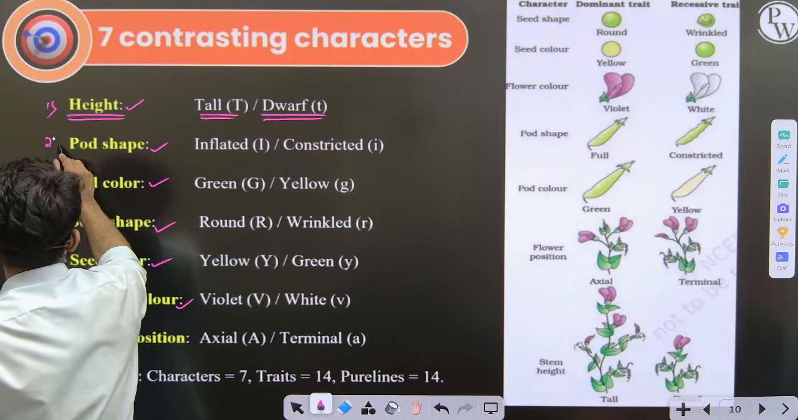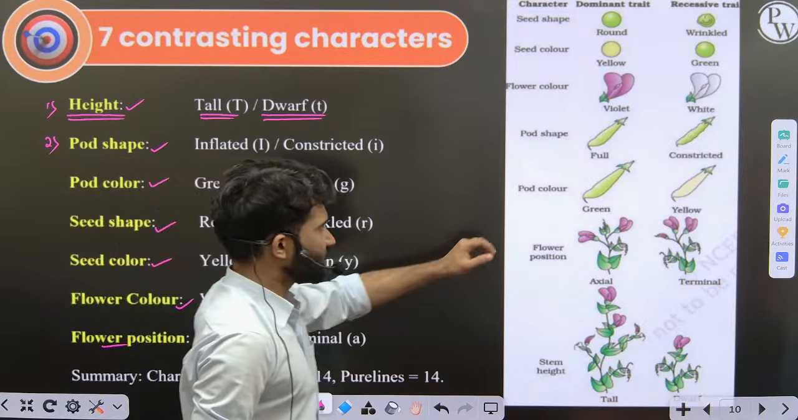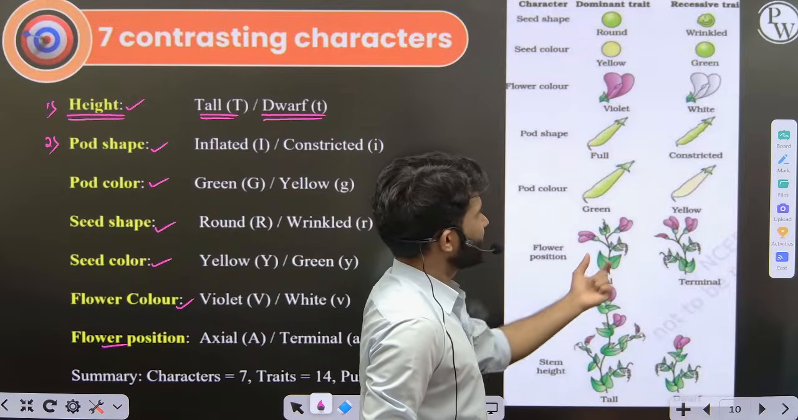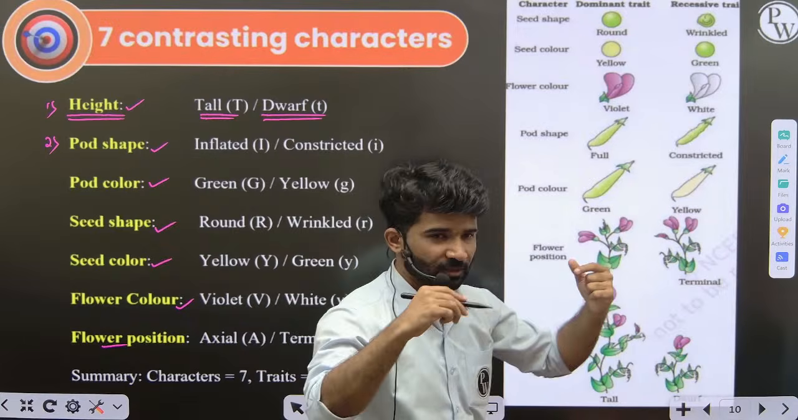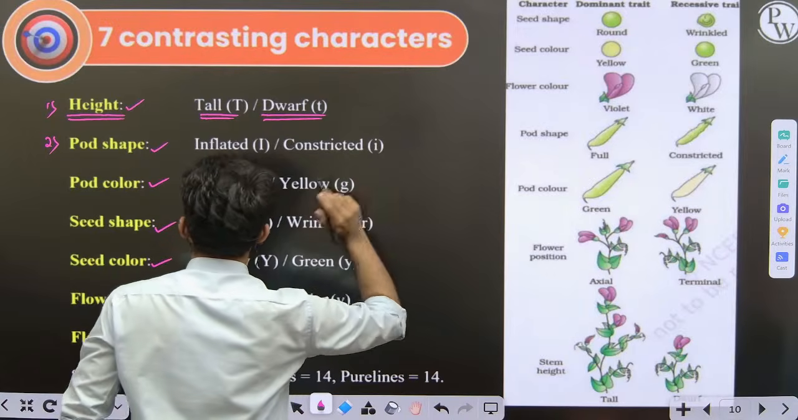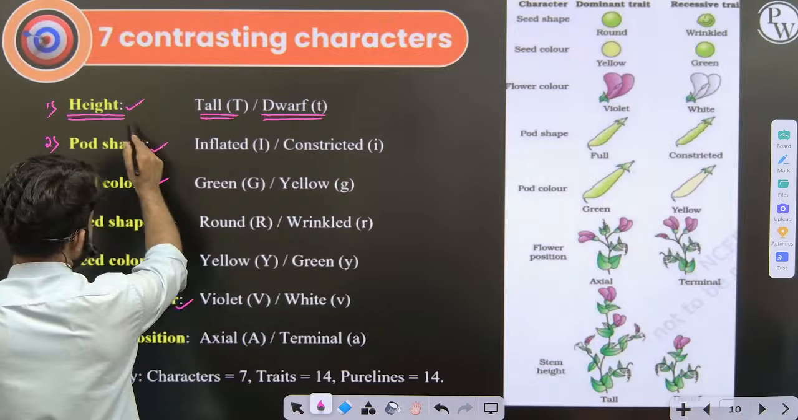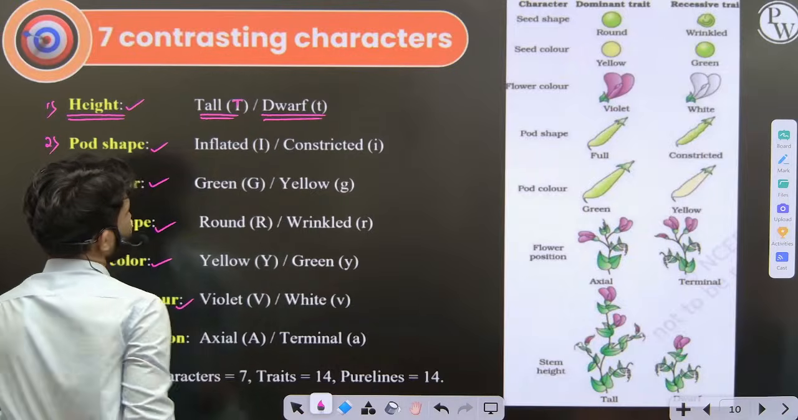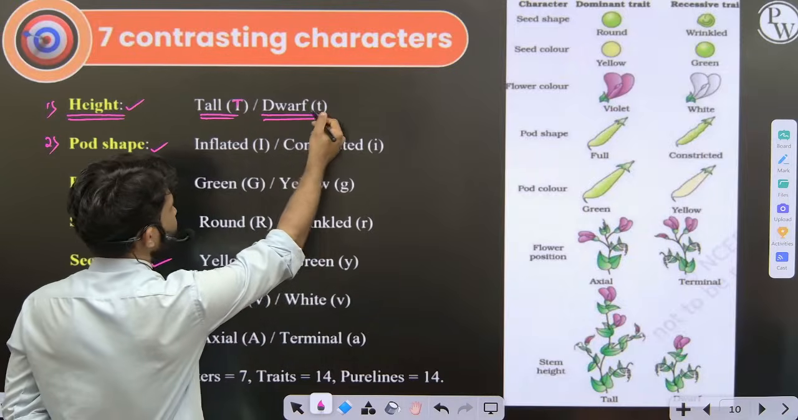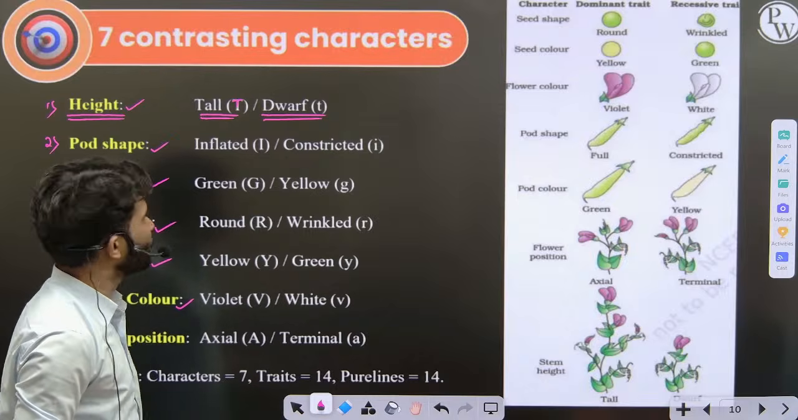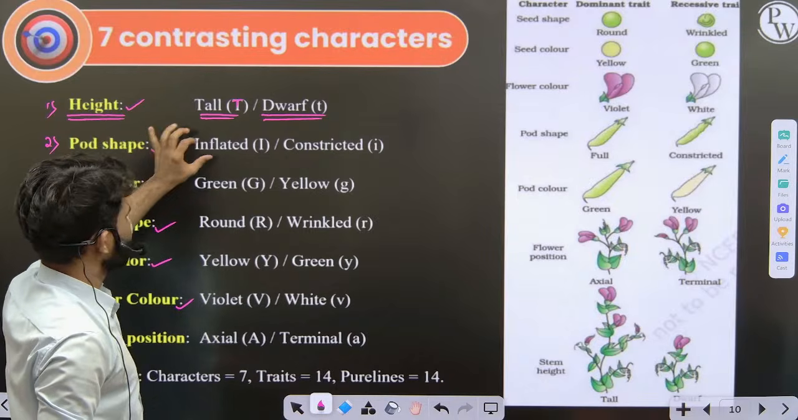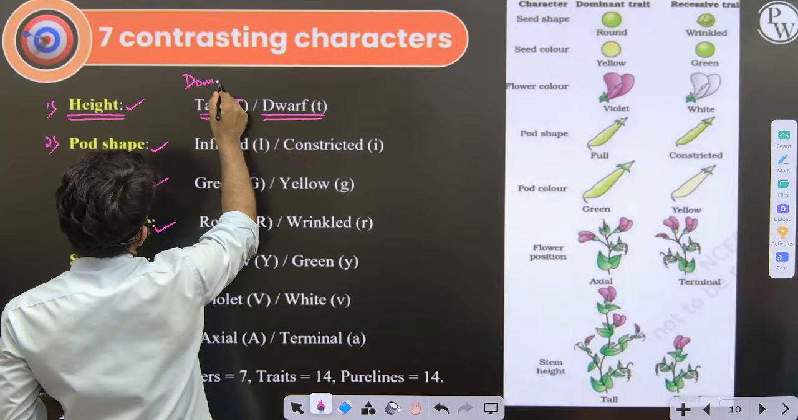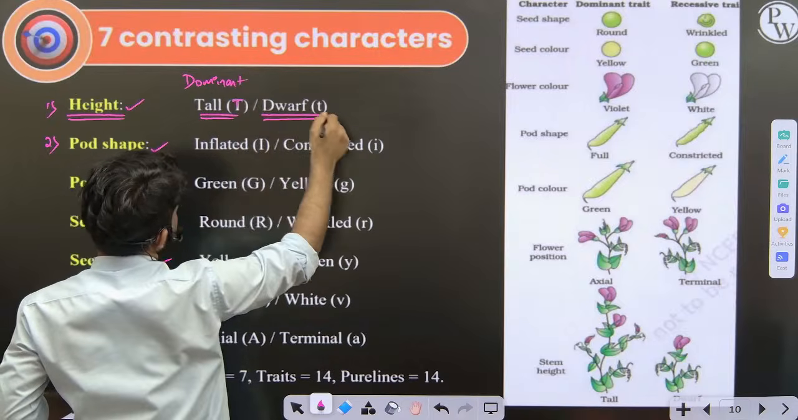The next one is the pod shape. If you look at the pod shape, you can see here that one is inflated and the other is constricted. They are indicated with symbols. If the tall gene is the dominant gene, it is indicated with capital T, and the dwarf gene, the recessive gene, with small t. When it comes to pod shape, there is a dominant one and a recessive one.